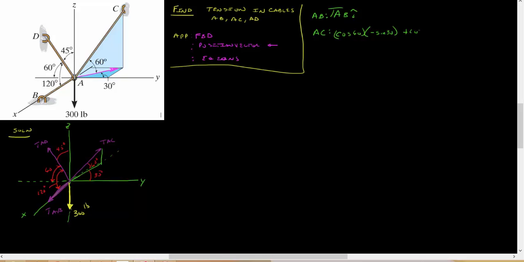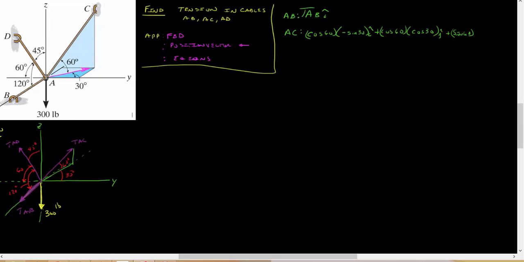plus cosine 60 back into the xy plane times the cosine of 30, and that is in my j direction, and then plus sine 60 times k. And we're going to multiply all of this times tension AC. It's all equal to 0.